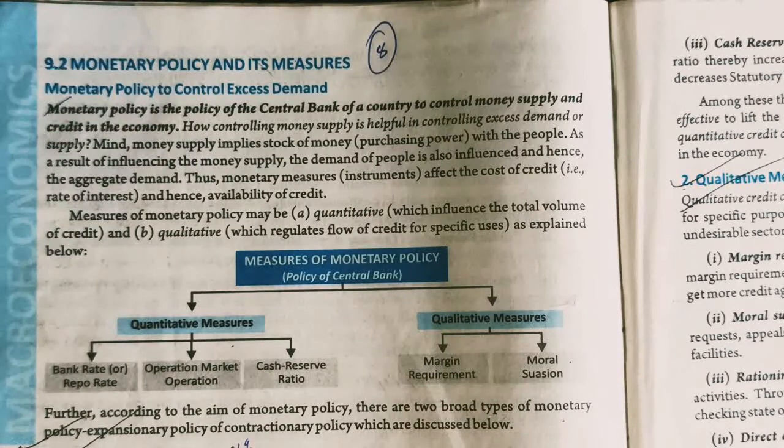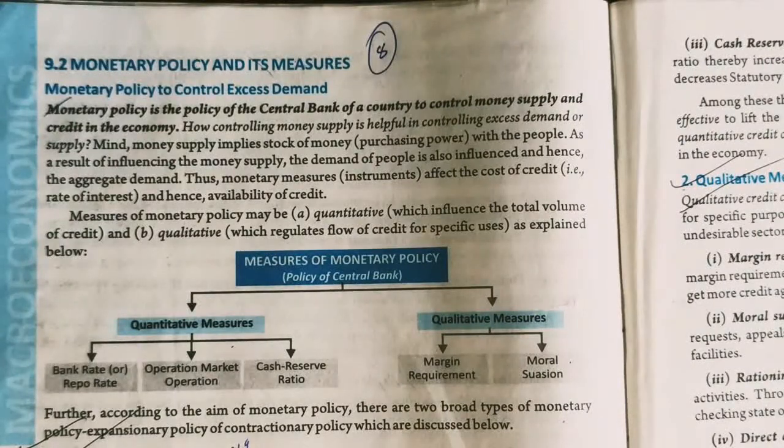The central bank adopts monetary policy to achieve certain economic objectives like to maintain price stability, to increase economic growth, to check the exchange control rate, and so many other objectives, okay? So I repeat again, when we talk about monetary policy it is the policy of the RBI, that is the Central Bank of India, to control our money supply and credit in the economy, okay? Keep that in mind.